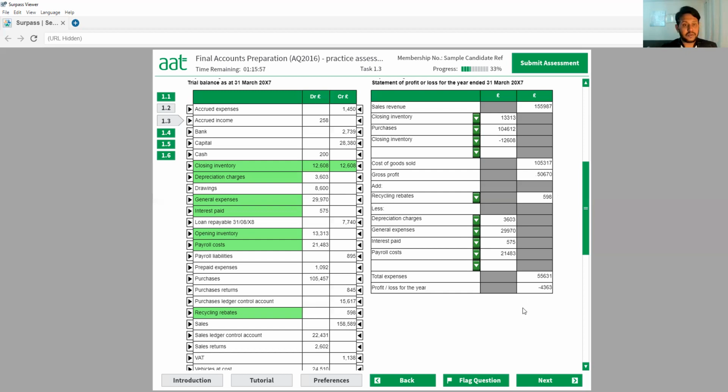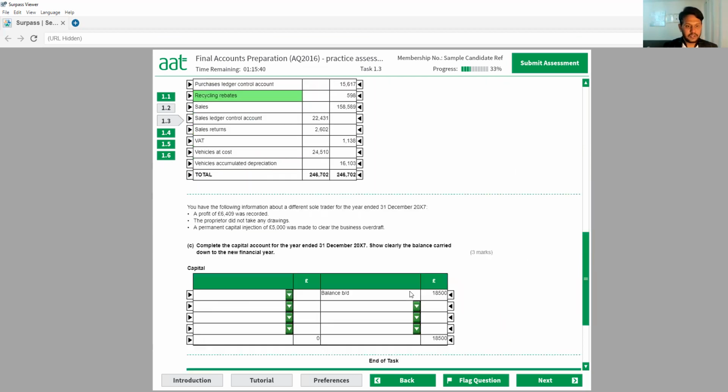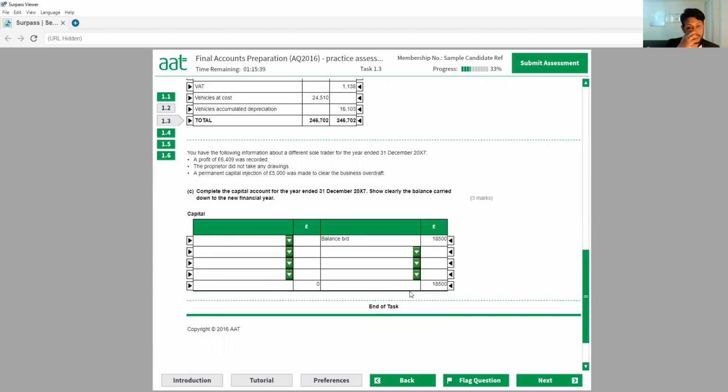All right, any question from this one? So far we have done the profit and loss account for the sole trader. Okay, so let's move to the next one. The next one is for the capital account.